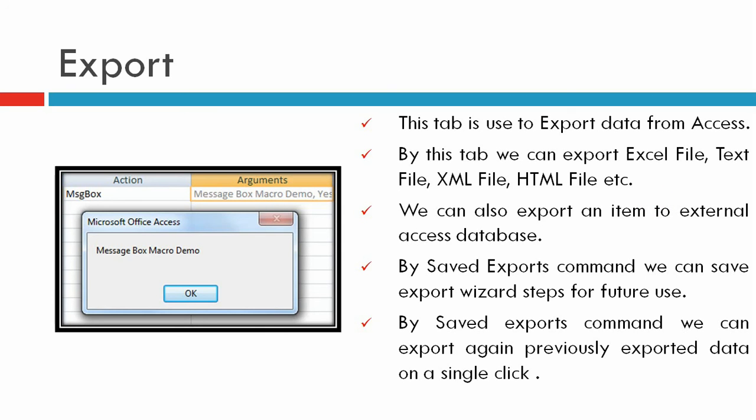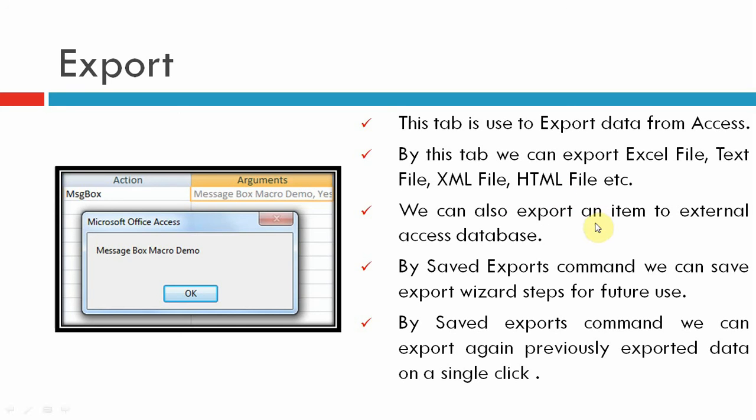Today we will learn about export. What is the working of export? This tab is used to export data from Access. By this tab, we can export Excel file, text file, XML file, HTML file, and many other formats. We can export our data outside Access.